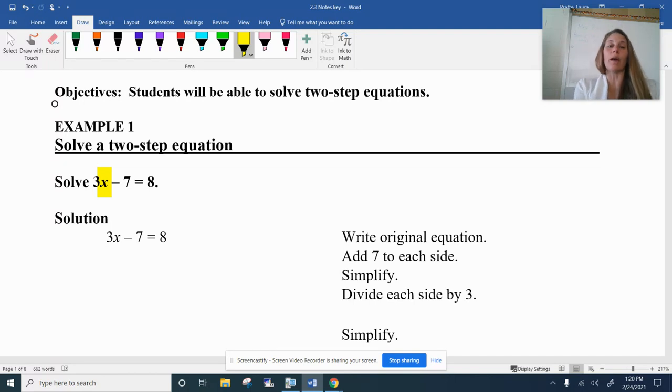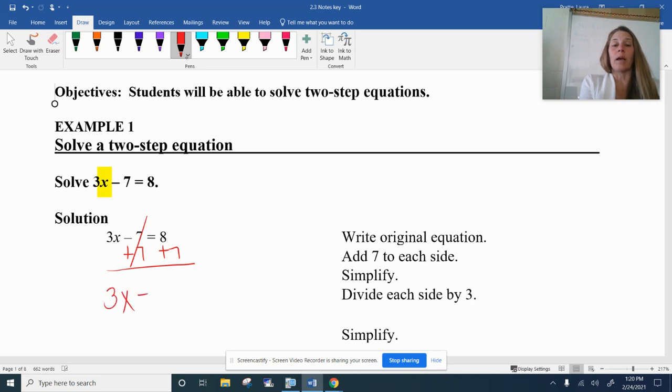And what I always kind of say is you want to move the number that's physically the farthest away from the variable. So if you have a number that's being subtracted or added, they're a little bit farther away from the variable than the number that's being multiplied. So you're going to use your addition or subtraction property first. In this case, we're going to do the addition property since it's a -7. That's going to give us 3x equals 15.